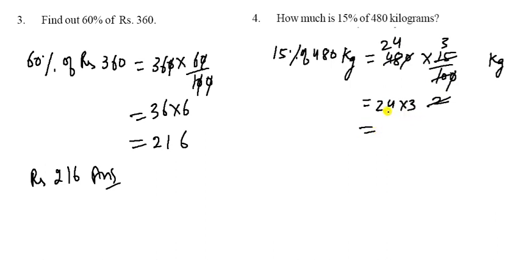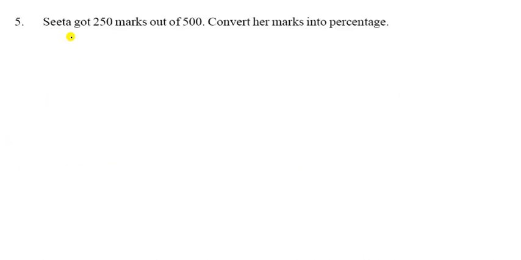So we get 24 into 3. Now multiply this: 3 4s are 12, and 3 2s are 6, and 1, that is 7. So 7 kg. You have to write kg here as a unit. So that one is your answer. Let us see the next one.